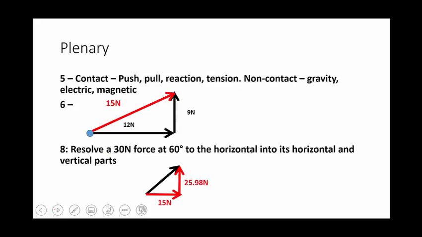Right, so for question 5, you could have contact forces: push, pull, reaction, tension. For non-contact, you could have had gravity, the electrostatic force, the magnetic force.